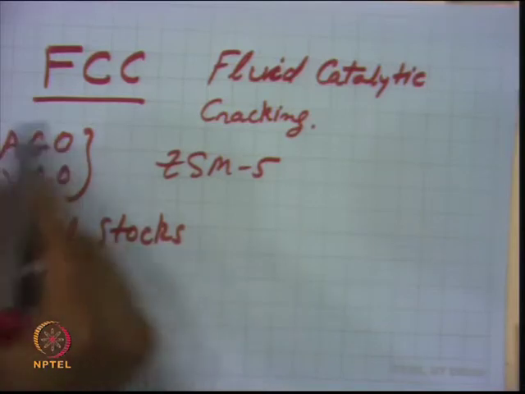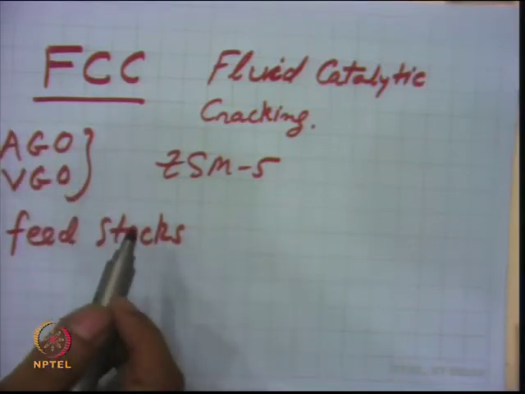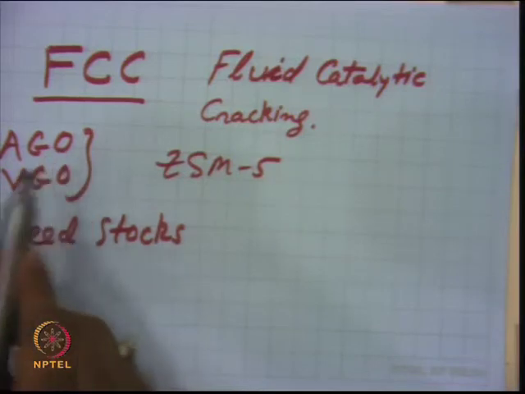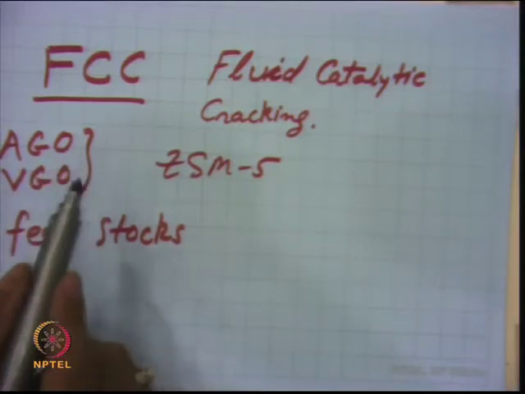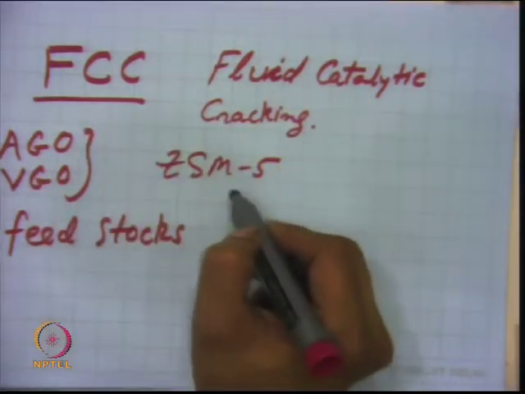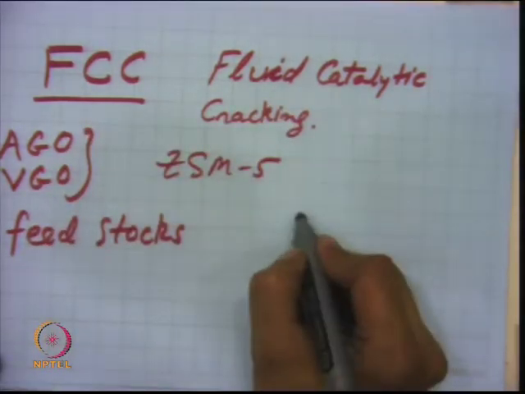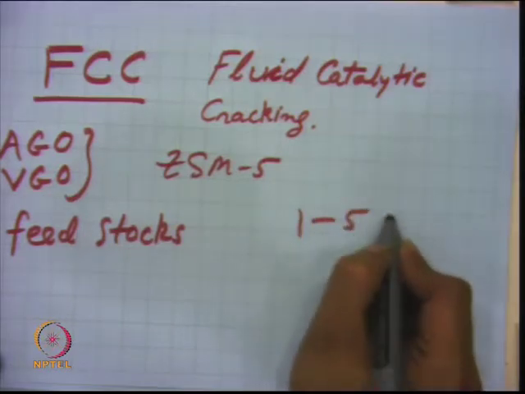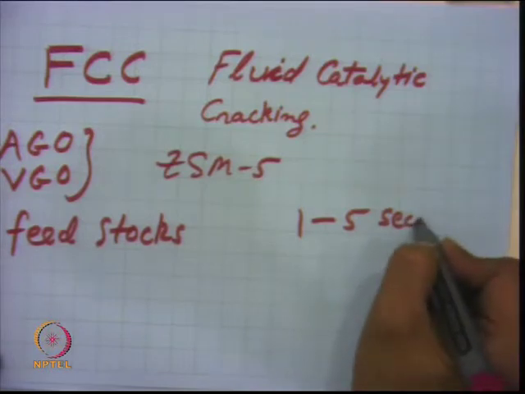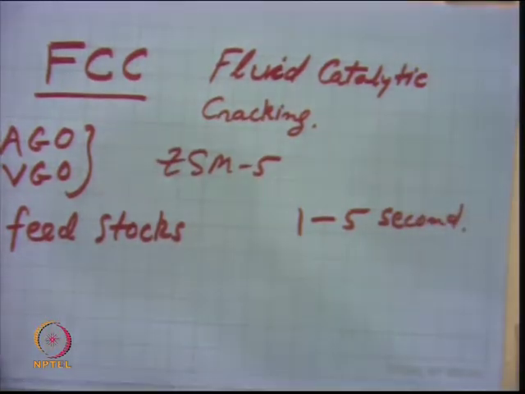All these feedstocks contain higher molecular weight compounds and also aromatics, so these tend to form coke. A large amount of coke will form when you do the cracking of this kind of feedstock with this catalyst. So, generally the residence time should be as low as possible. One to 5 seconds is the residence time kept in the reactor during the cracking.